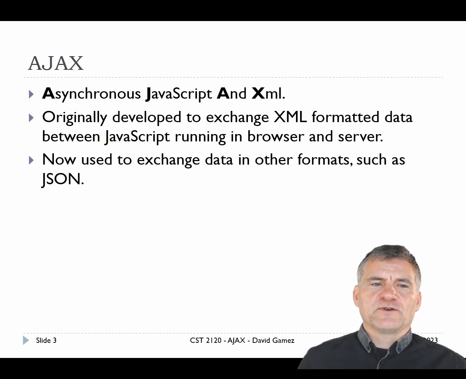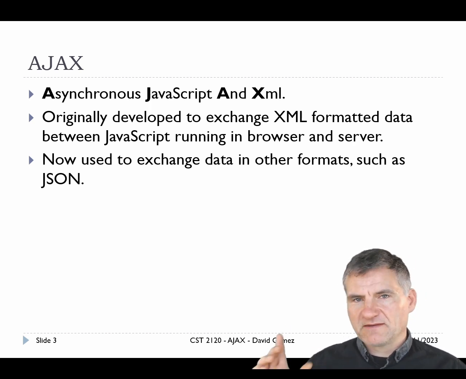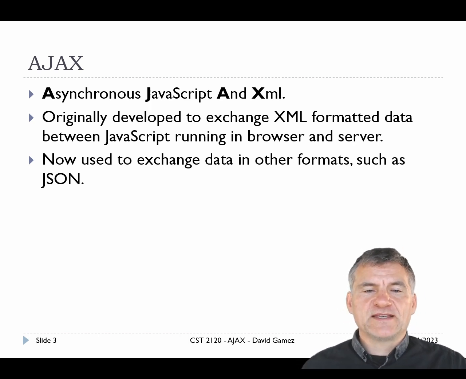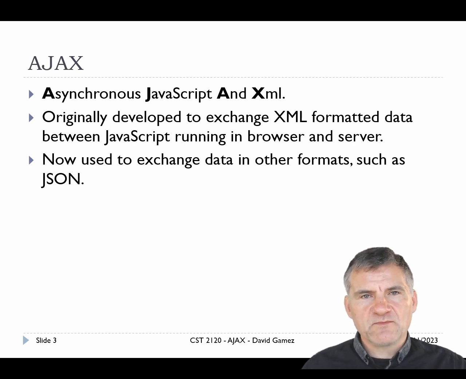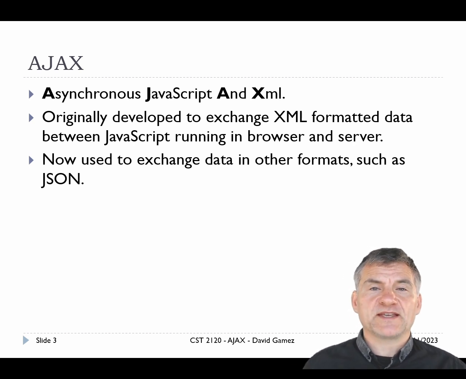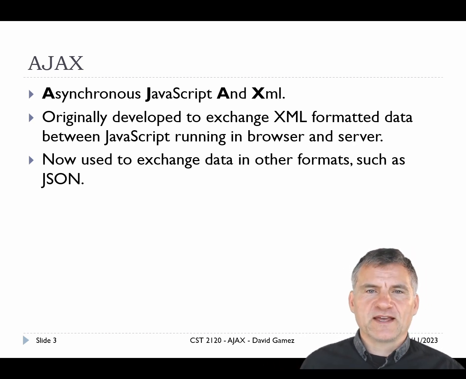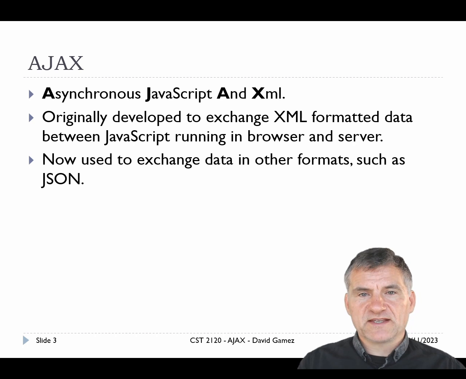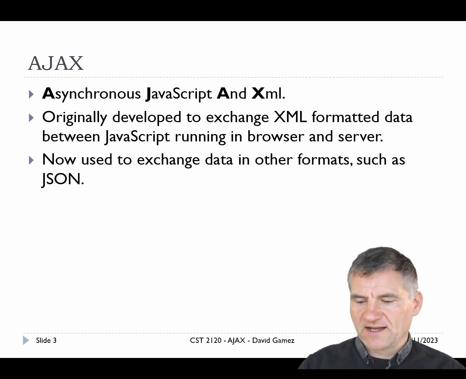So AJAX stands for Asynchronous JavaScript and XML, hence the acronym. It was originally developed to exchange XML formatted data between JavaScript running in the browser and the server. There was a time when XML was wildly popular as a data format. Now people have largely migrated to JSON for most of what XML used to be used for, and so most web services are based on JSON. So in this lecture and in this course, we're going to be using AJAX to exchange JSON formatted data between client and server.